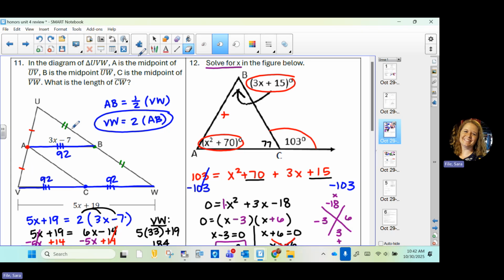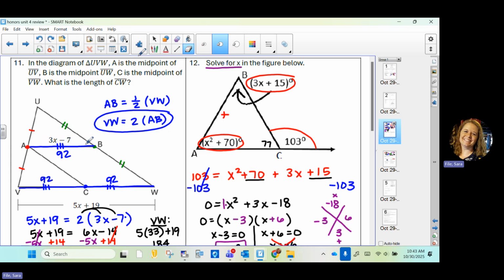A is the midpoint. B is the midpoint of UW and C is the midpoint of VW. So I've marked all the tick marks according to what they told me. And then they're asking for the length of CW, which is half of this bottom side of the triangle. Now, the way that I'm going to have to solve this is I have to remember mid segments are these segments that connect midpoints.